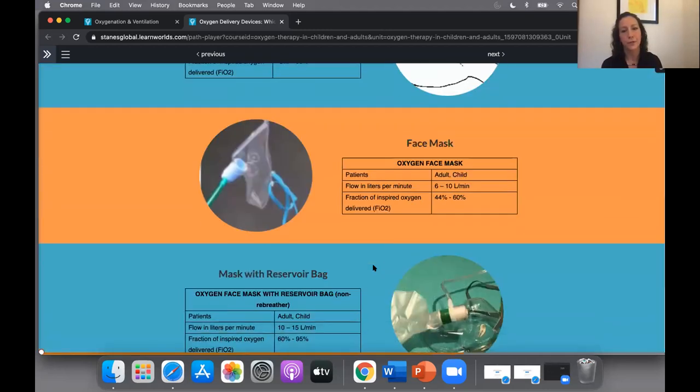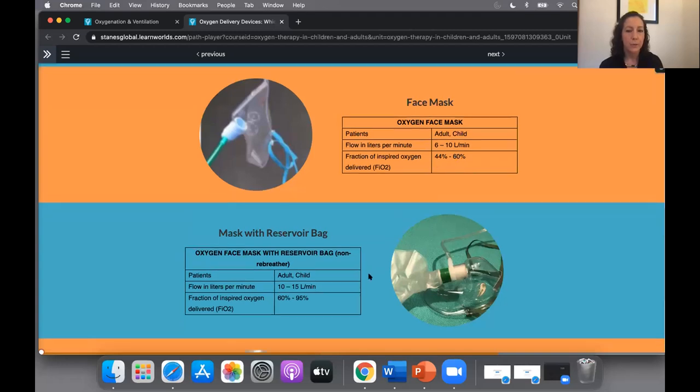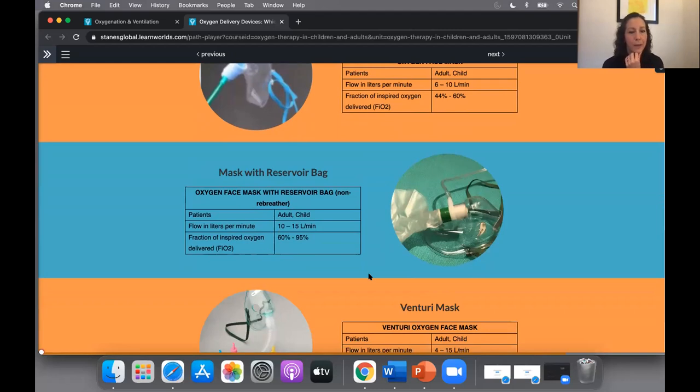We'll skip over the nasopharyngeal catheter that's used in infants and go to the simple face mask. Again, it can be used in adults or children. Run 6 to 10 liters when using a face mask, and the highest you can achieve is 60%. Let's talk a little more about the mask with the reservoir bag. This can again be used in adults or children. When you use the mask with the reservoir bag, sometimes called a non-rebreather, you really should be using flows between 10 to 15 liters per minute. It's not designed to deliver high oxygen at flows lower than that.